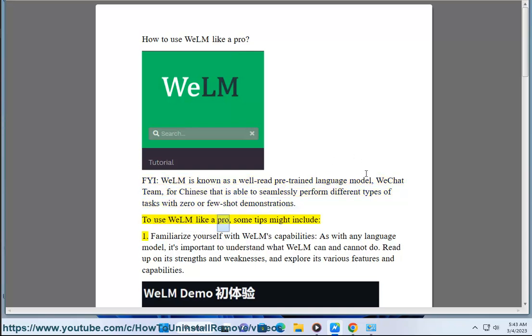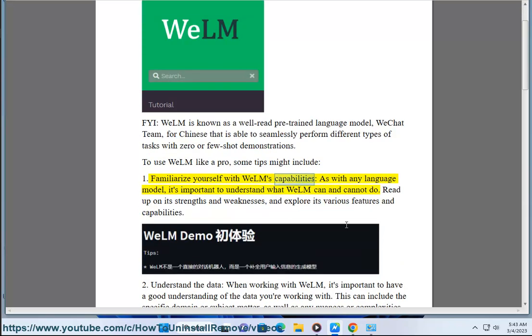To use WeLM like a pro, some tips might include: 1. Familiarize yourself with WeLM's capabilities. As with any language model, it's important to understand what WeLM can and cannot do. Read up on its strengths and weaknesses, and explore its various features and capabilities.